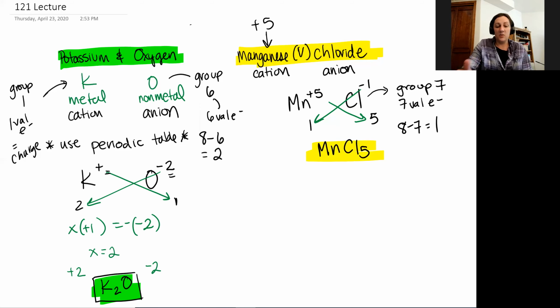If instead I just wanted to work this out algebraically, I could set this up so I know my manganese has a +5 charge and my chlorine has a -1, and I need this to be the opposite. That 1 value is smaller than the 5, so I'll multiply that by x. If I solve this equation, I'll get x equals 5. So that would tell me I need 5 chlorine for every 1 manganese.